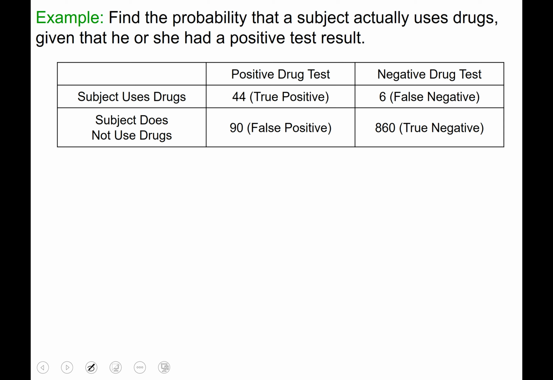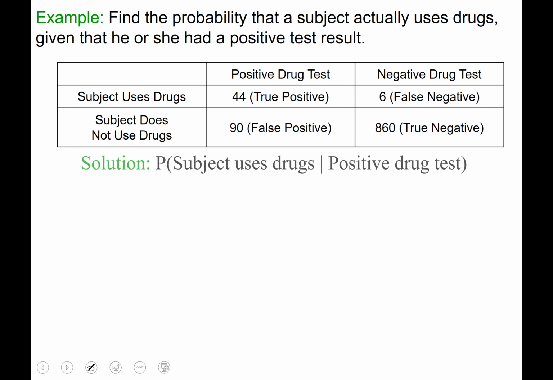We have another example. So if you're just starting to catch on, this is a perfect example. Go ahead and pause this video now and try this example, please. Welcome back. Let's see how you did. We want to translate this into this form here: probability that the subject uses drugs given positive drug test.